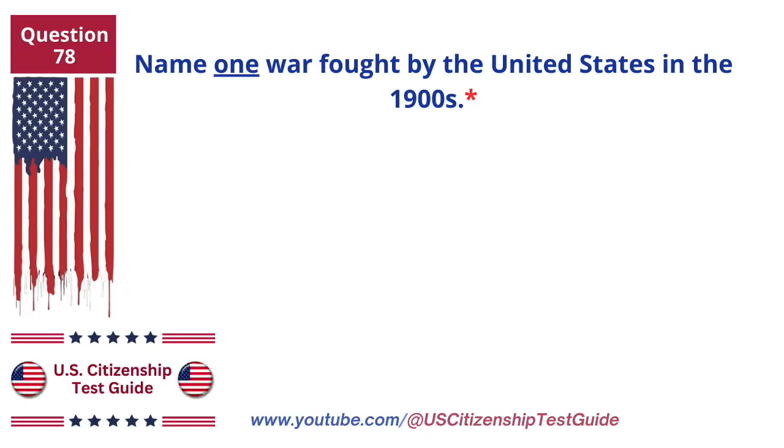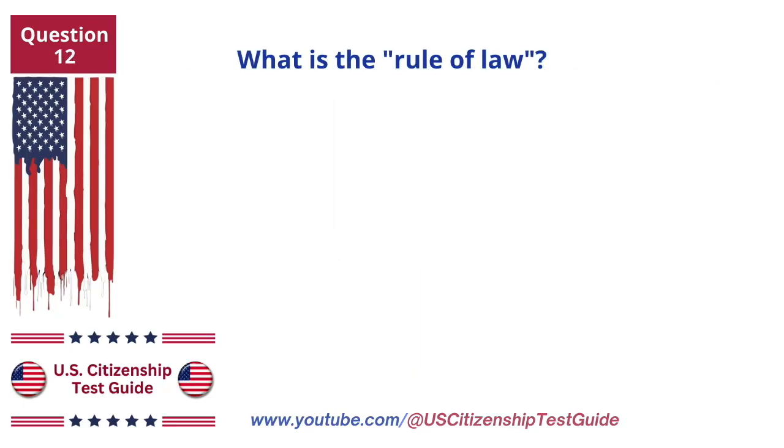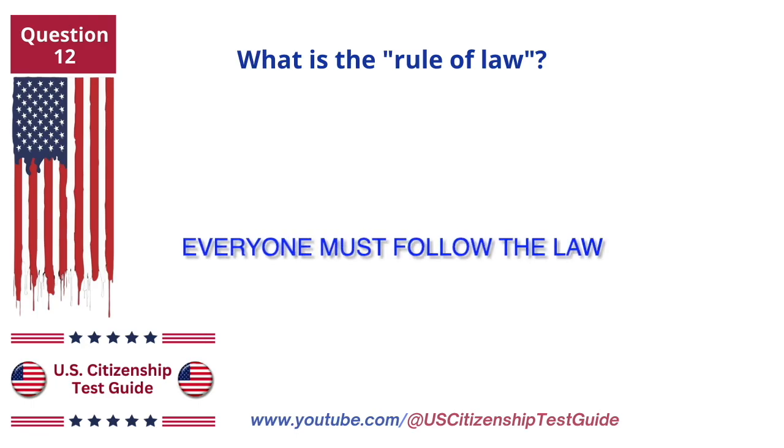Name one war fought by the United States in the 1900s. World War I. What is one reason colonists came to America? Freedom. What is the rule of law? Everyone must follow the law.